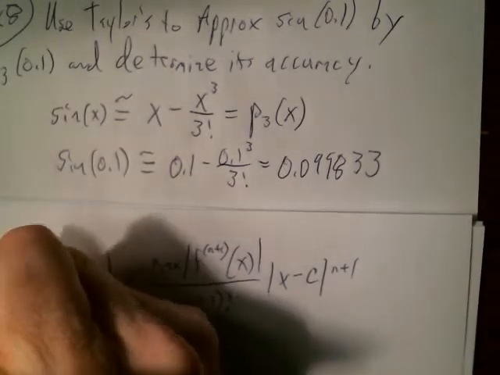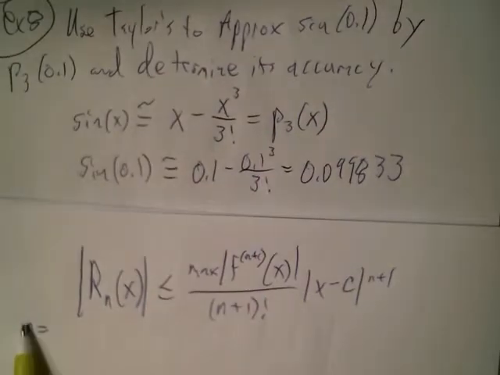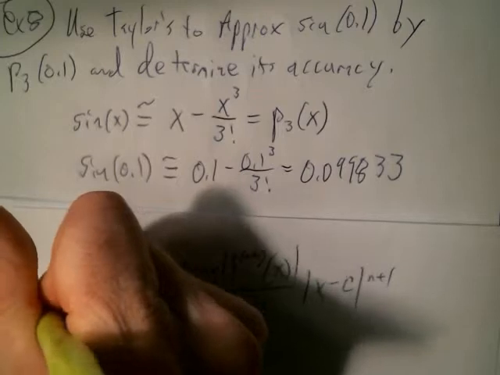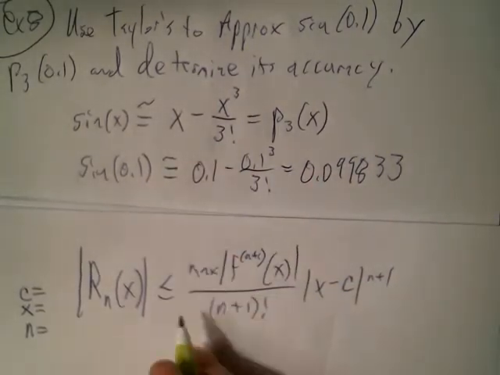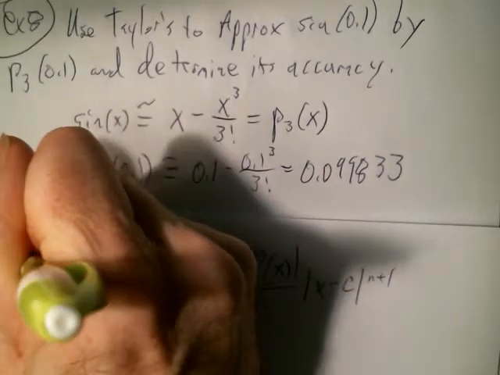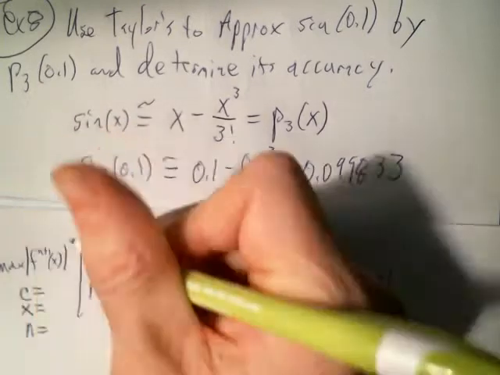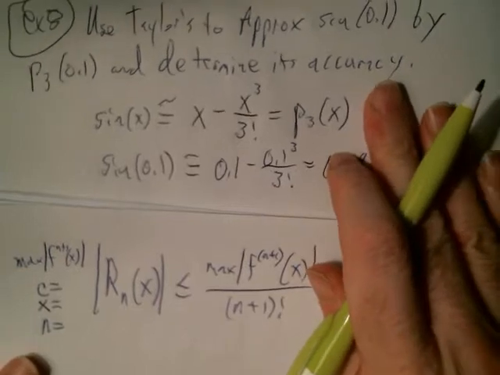What do we need to know? We need to know n. This is usually how I start these kinds of problems: I just list the unknown variables. We need to know x, we need to know c, and we need to know this item right here: the max of the absolute value of the n plus first derivative on this interval from x to c.